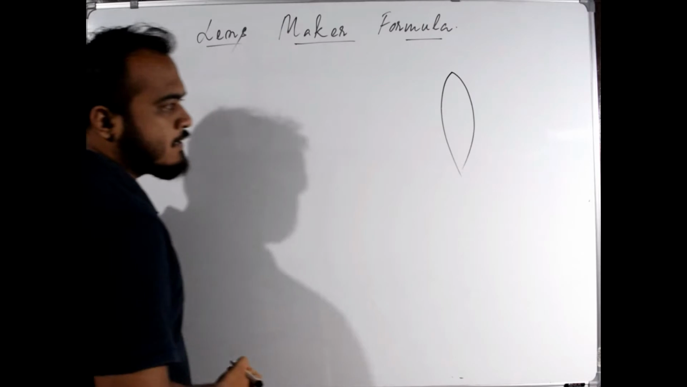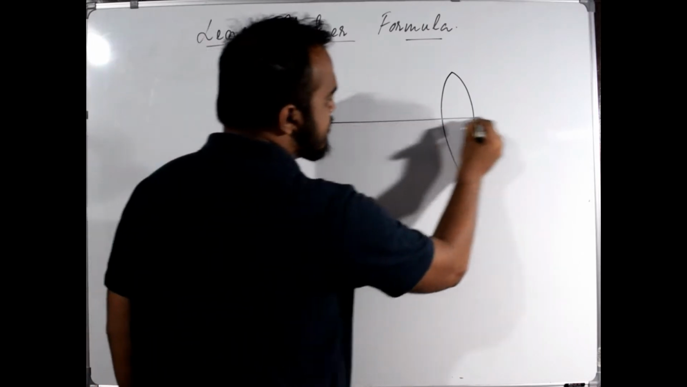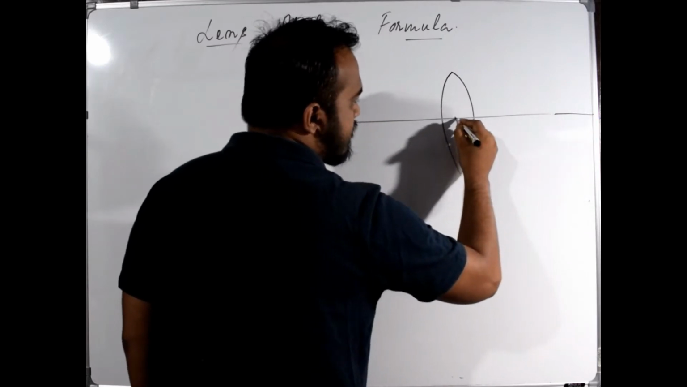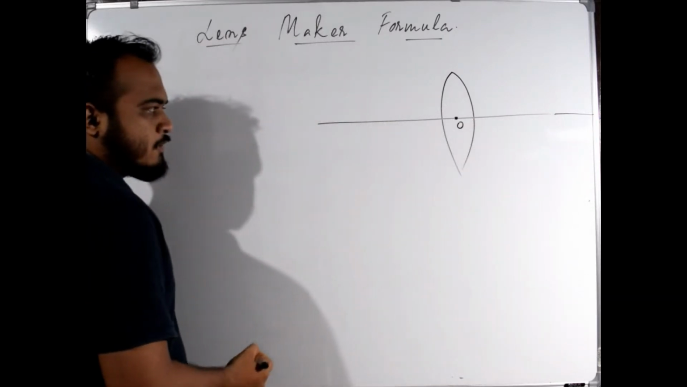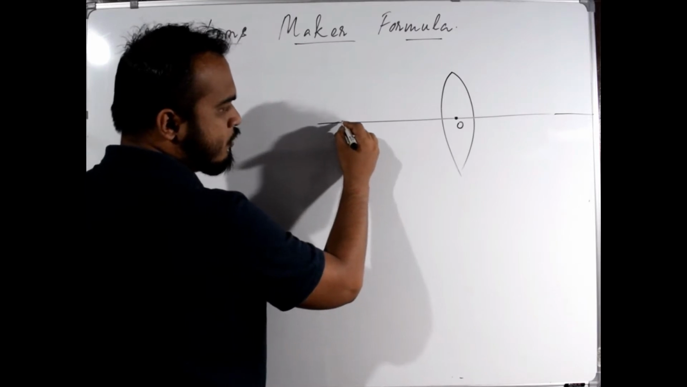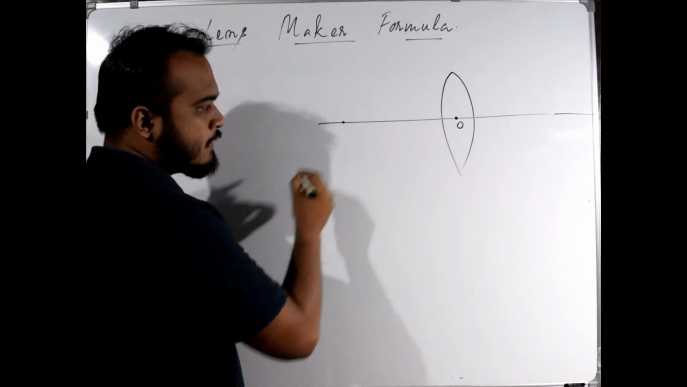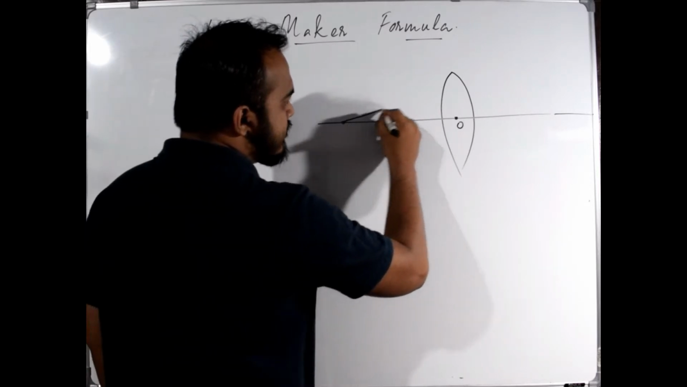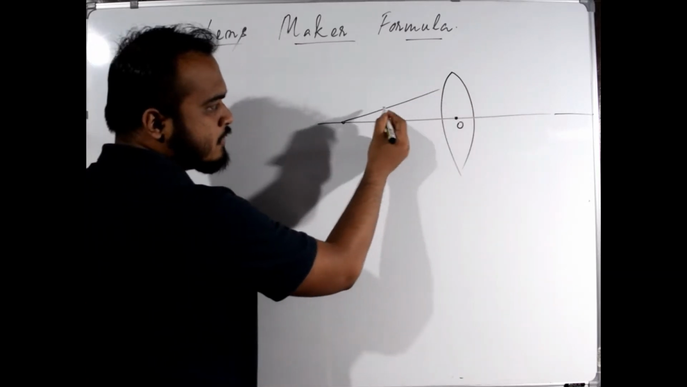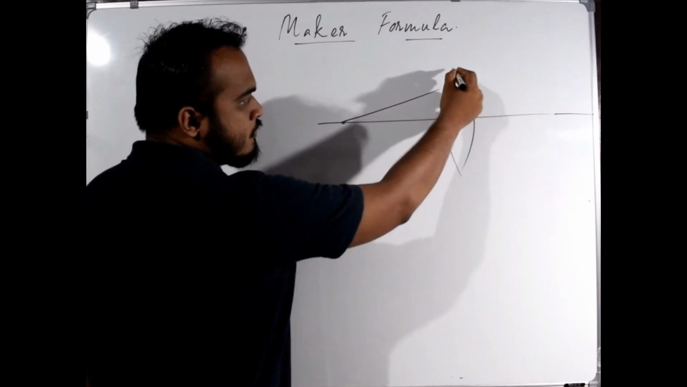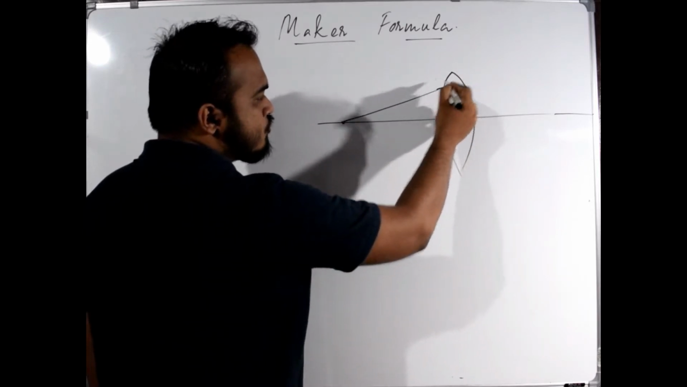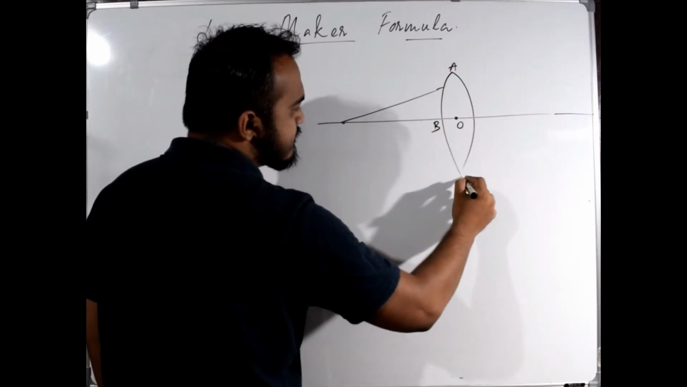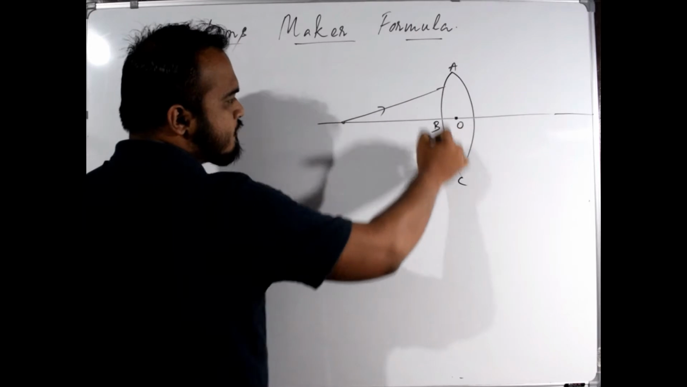Suppose this is the convex lens and this is the principal axis of this lens, and this is the optical center of the lens. Let us consider an object in front of the lens. Let us consider one ray which strikes one surface of the lens, that is, the surface ABC.